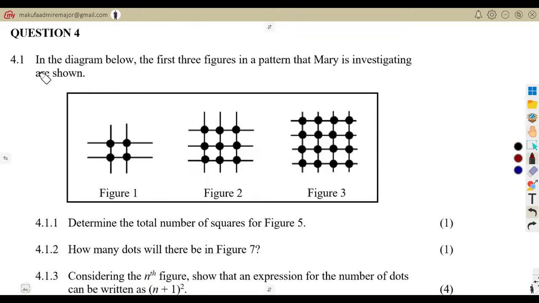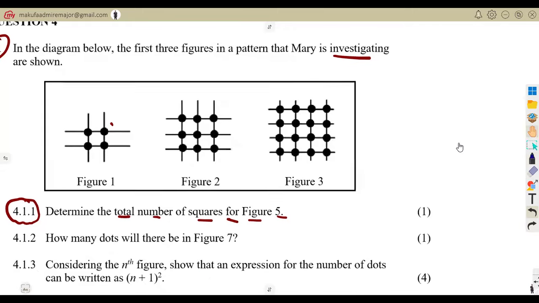All right, still on your number patterns, on question number 4, they wanted you to study this diagram. The first 3 figures in a pattern that Mary is investigating are shown. Fig 1 you can see is 1 square. Then there are 4 dots. There are 1, 2, 3, 4 squares in the next one, and the dots are 1, 2, 3, 4, 5, 6, 7, 8, 9. So it is just the pattern. Determine the total number of squares for figure 5.